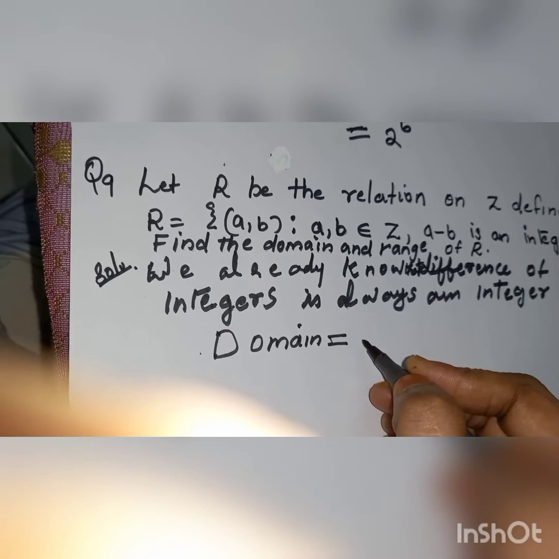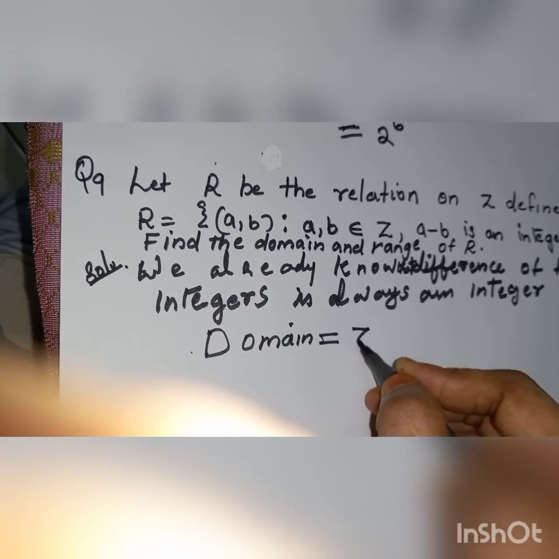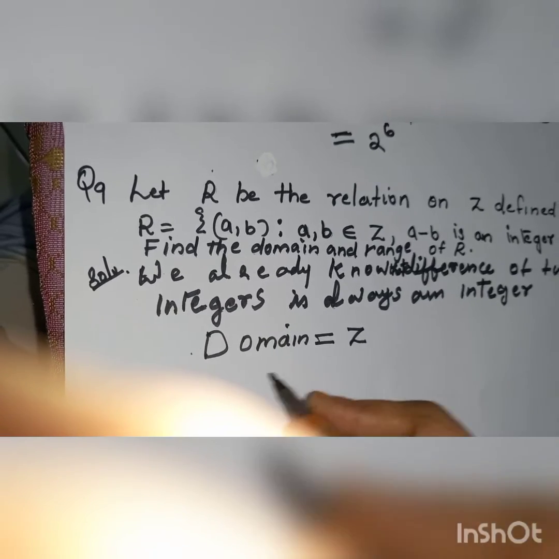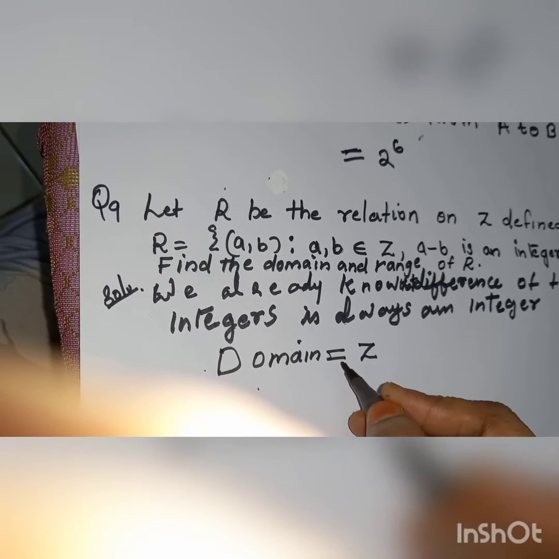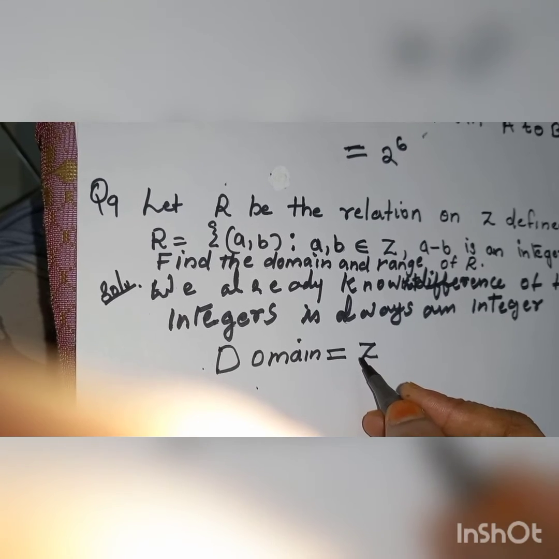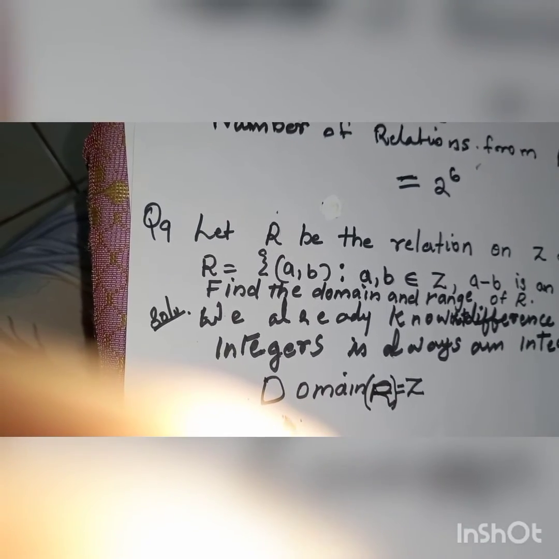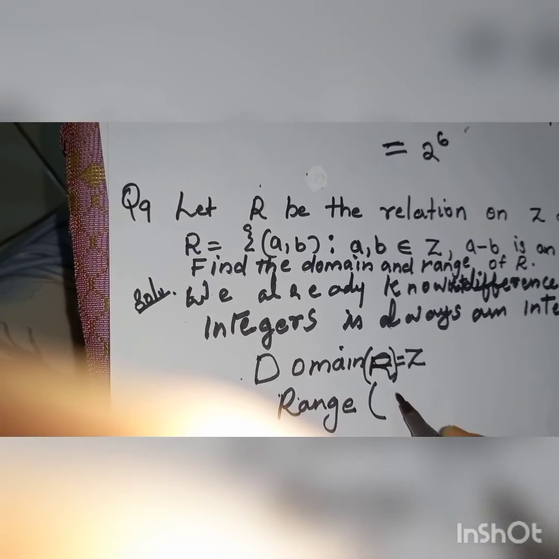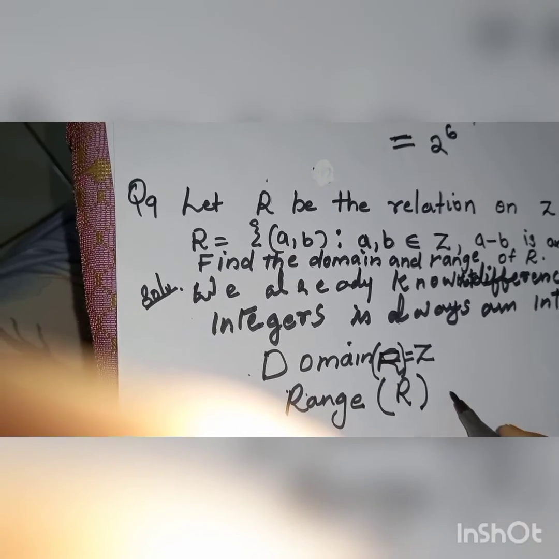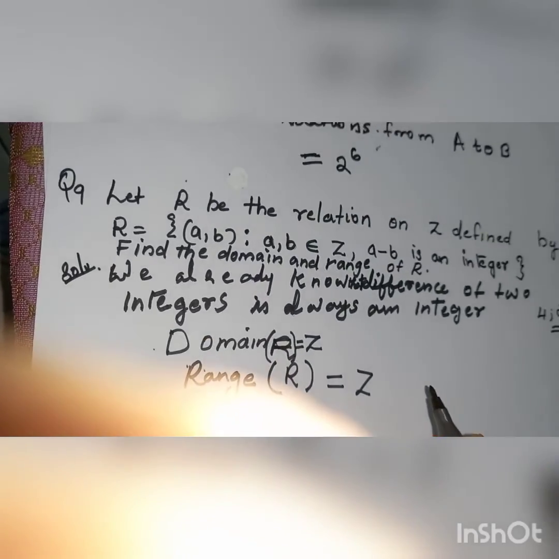Okay. So we can write the domain. What is the domain here? The domain of this relation R is equal to the set of integers, and the range of R is equal to the set of integers. Okay, is it clear for you?